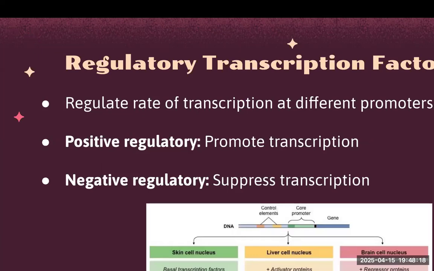Then we have regulatory transcription factors. These regulate the rate of transcription at different promoters. We have two types, positive regulatory and negative regulatory. Like the names suggest, positive promotes transcription, so it would say transcribe that gene more. A negative regulatory one would say stop, don't do transcription, we don't need those genes to be expressed.